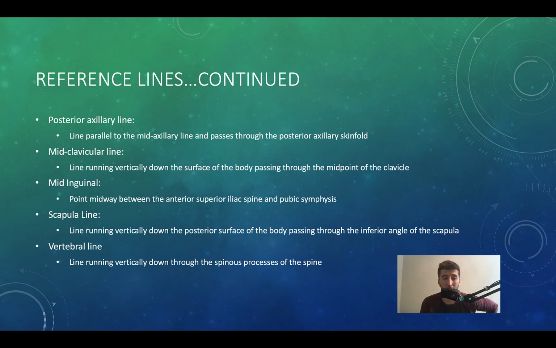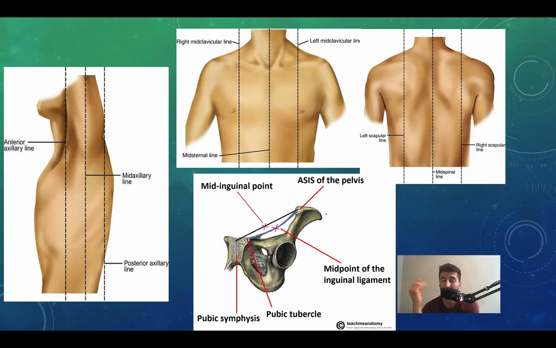The scapular line is going to be a line running vertically down the posterior surface of the body, passing directly through the inferior angle of the scapula. If you remember, the scapula is kind of like an inverted triangle shape, so that very bottom corner is going to be where the scapular line runs through. And the vertebral line is a little bit easier to remember because it's literally going to run directly down the spine. Just like you guys guessed it, here are examples of what these reference lines are.